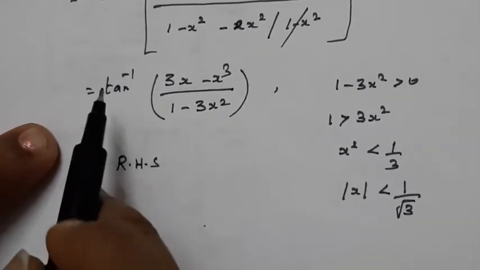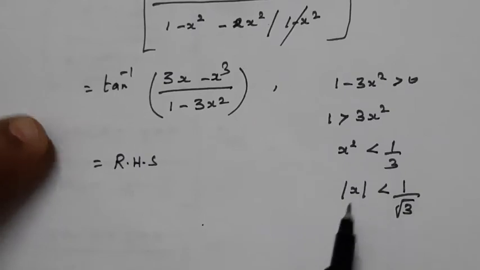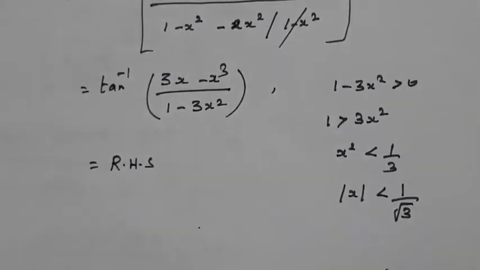So, we have proved LHS and RHS are equal. Moreover, the condition is modulus of x is less than 1 by root 3.